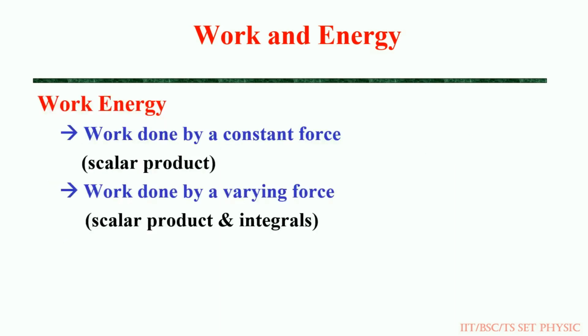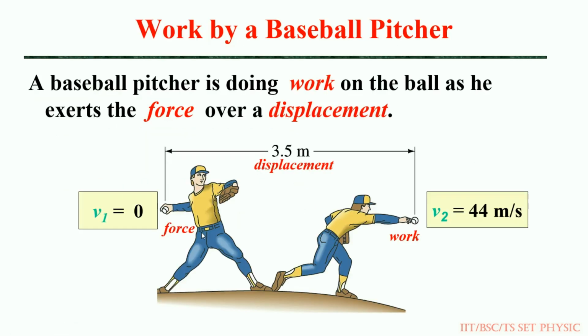The work done by a constant force is a scalar product, and the work done by a varying force is a scalar product and integral. For example, work by a baseball pitcher: you see in the picture, a baseball pitcher does work on the ball as he exerts a force over a displacement. When the initial velocity of the baseball is v1 equal to 0, applying the force over a displacement of 3.5 meters, it gains a velocity of 44 meters per second. Then the work is equal to the change of kinetic energy.